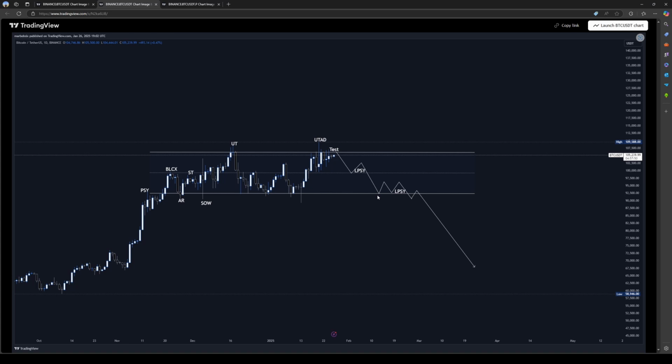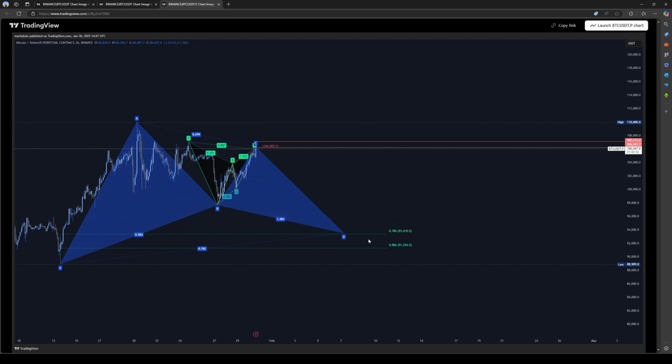Now we have completed pretty much at the PRZ, the deepest areas of retracement at the 0.886. We had two arguments, the 0.786 at 93,000, and the 0.886 at 91,200. We pretty much hit the 0.886 at the 91,000. And now where can we go from here? As you guys know, we apply Fibonacci retracement, in this case, from the highs to the lows, okay?